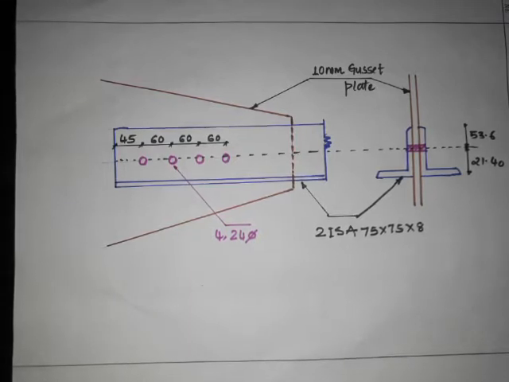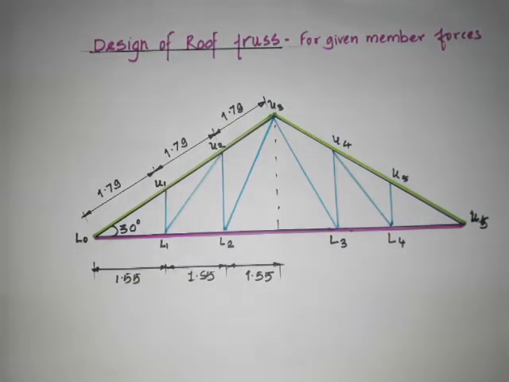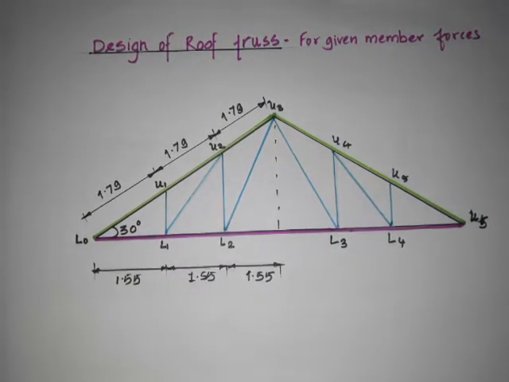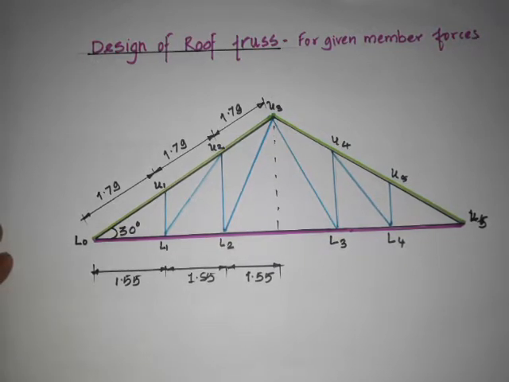So in today's session we are going to start the design of the next member of roof truss, that is the design of tie member or design of tie beam. Okay, so this is what you can see. This is the geometry of roof truss.